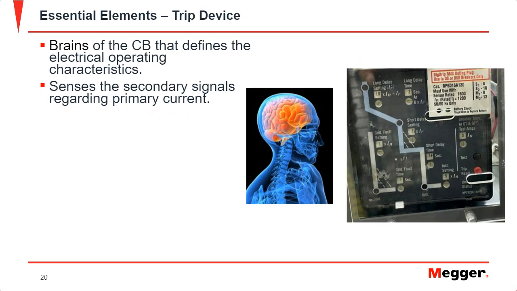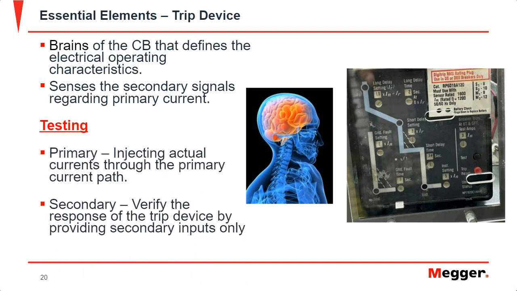And then the last essential element that we're going to look at is going to be the trip device, which acts as the brain of the breaker. So when testing a trip device, you can perform one of two methods. You can test with either primary injection, which is injecting current through the primary current path, or secondary injection, which is verifying the response of the trip device using secondary injection.